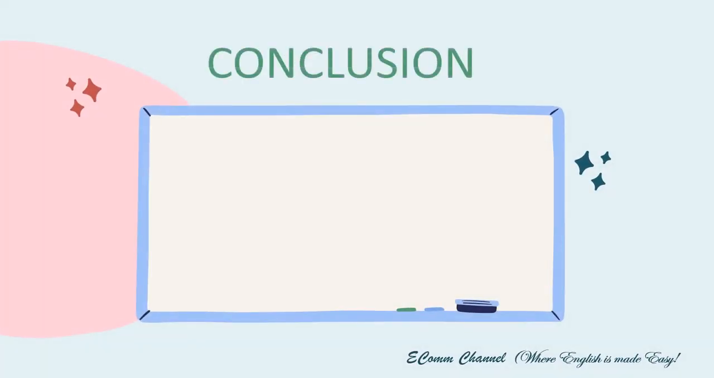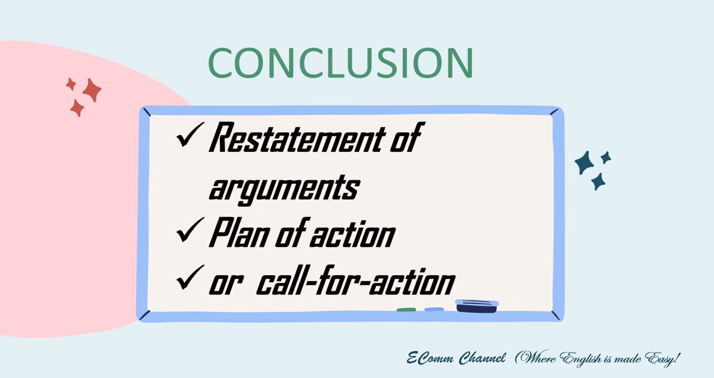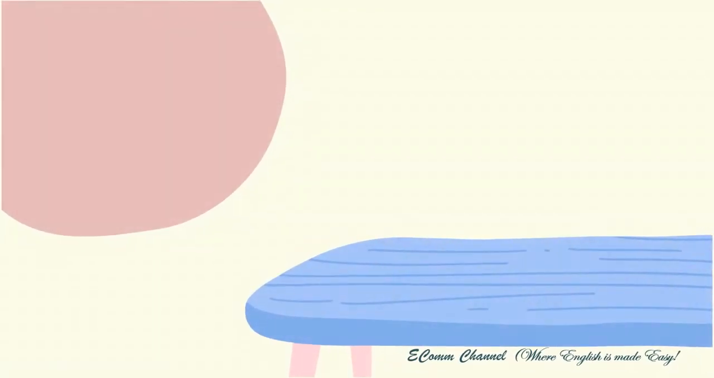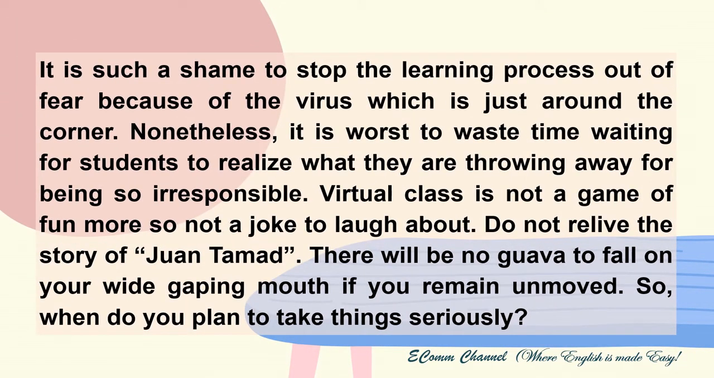And for the last part of the position paper, we have the conclusion. A good conclusion provides a summary of your key points, which is the restatement of your arguments, the suggested plan or course of action, or it could also be a simple call for action. Here is an example of the last paragraph.